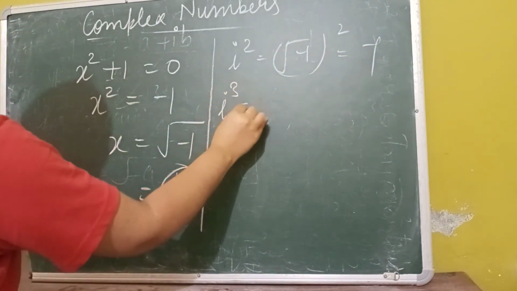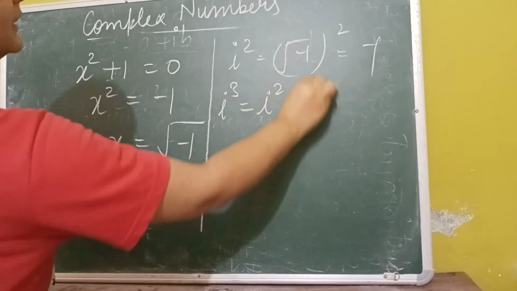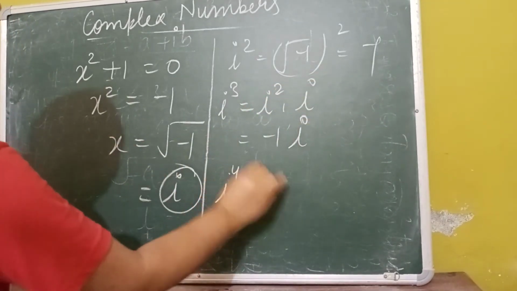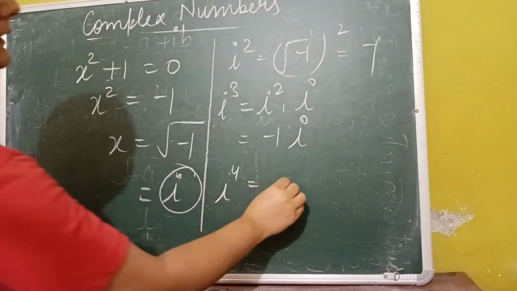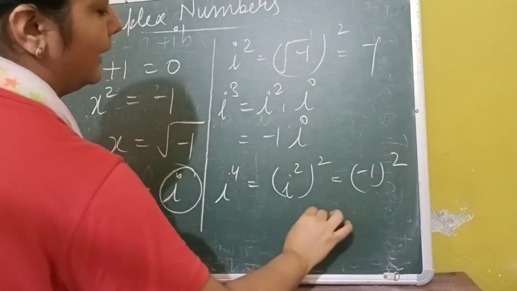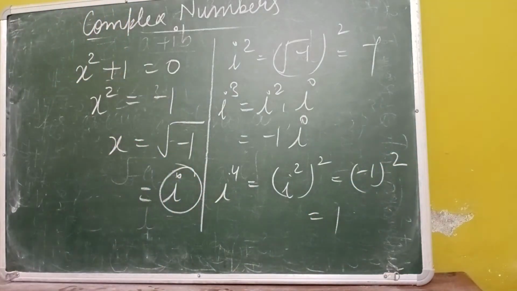If I talk about i cube, I can write it as i square into i, that means minus 1 into i. If I talk about i power 4, then it's i square whole square, that means minus 1 square, so it is actually 1. So when we talk about i, it's square root of minus 1. When we talk about i square, it's minus 1. If we are talking about i cube, then it's minus i, and i power 4 is equal to 1.